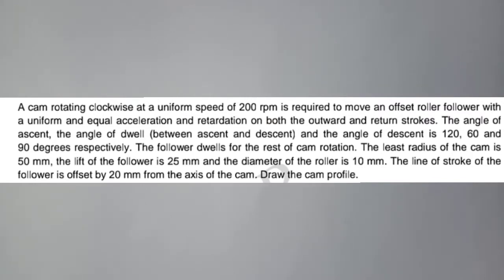Offset means any type of follower may be used with some distance from the cam axis. That is called an offset follower. Either it should be to the left or right. So with some distance, the follower starts to move from the axis line of the cam.